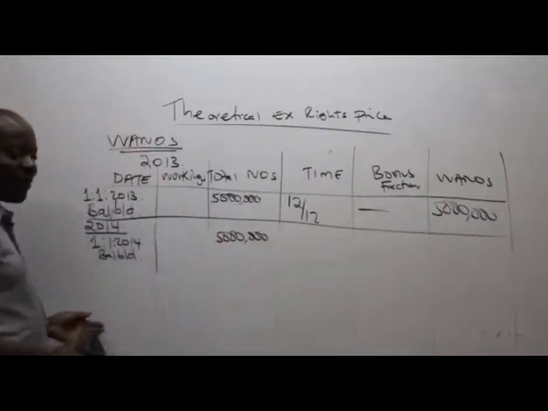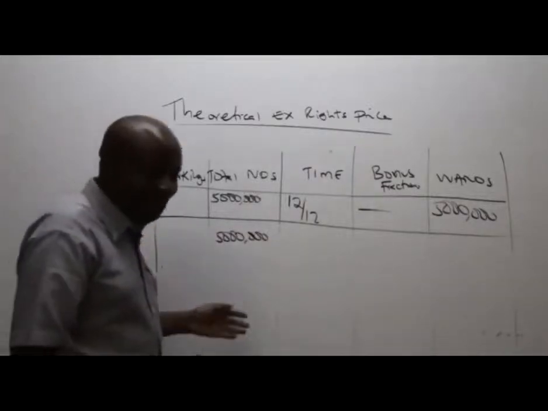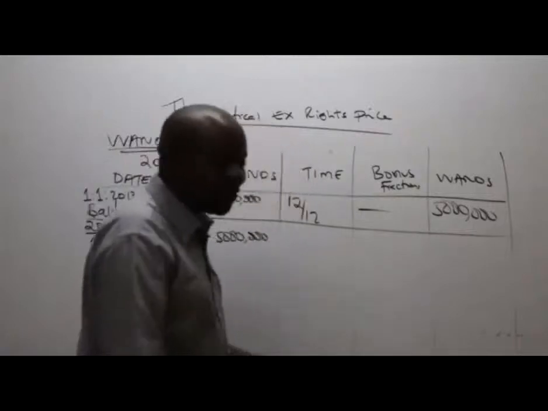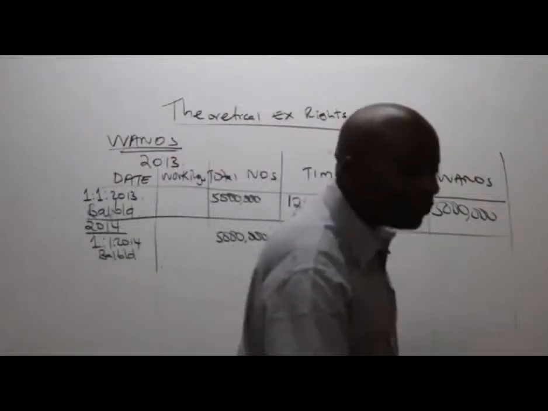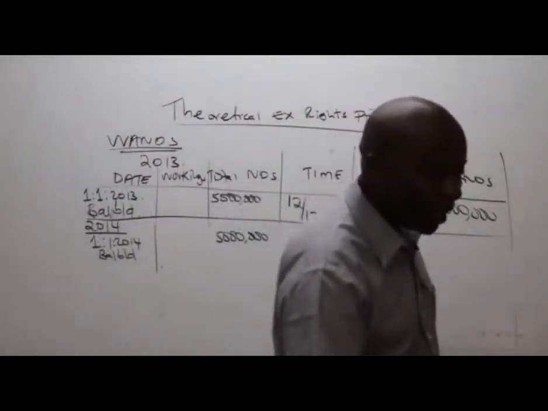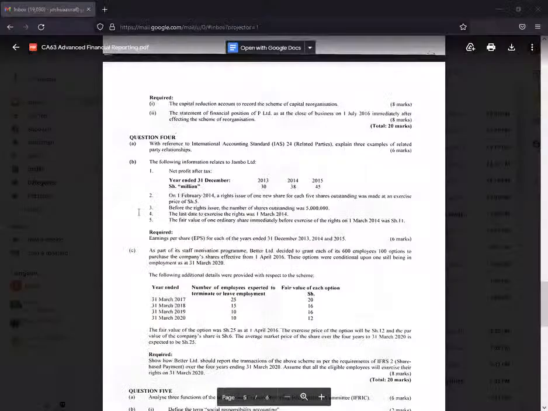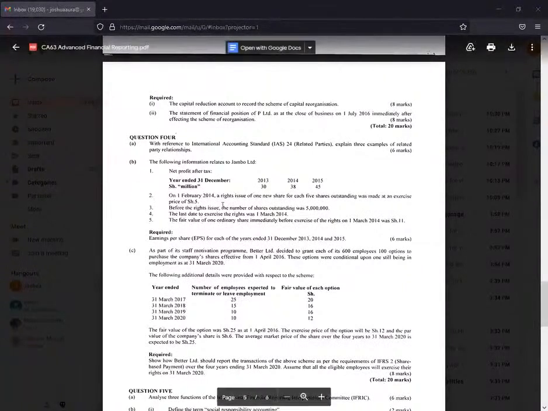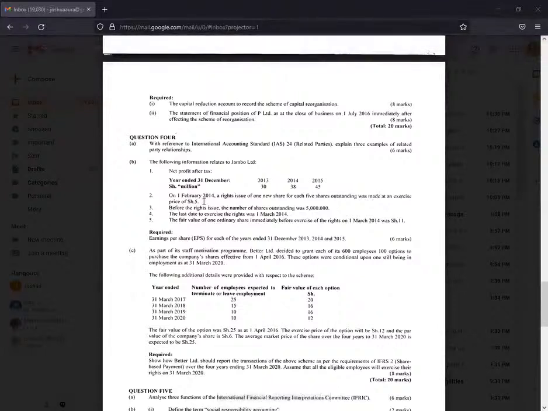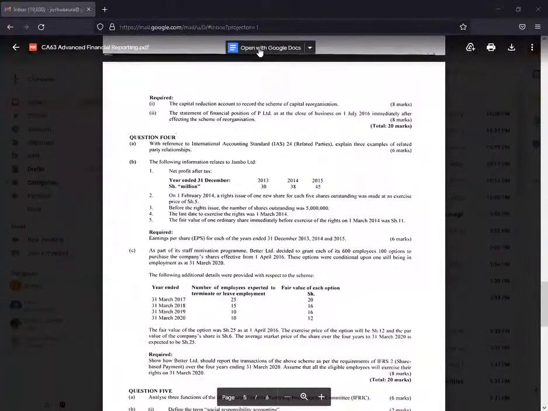Now, ladies and gentlemen, could you kindly listen to me very well. In 2014 some things happened. Looking at 2014, on 1st February 2014, a rights issue of 1 new share for each 5 shares outstanding was made at an exercise price of how much here, somebody? 5. So there was a new issuance of shares which will be affecting our number of shares.